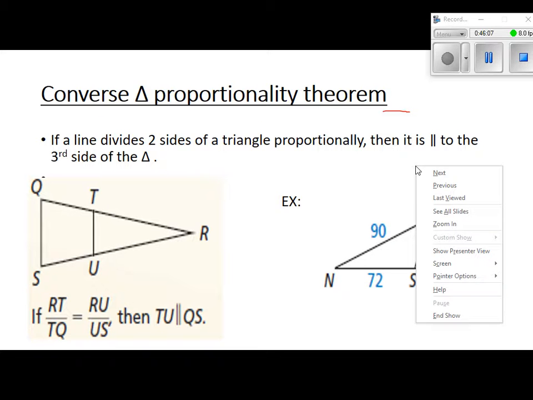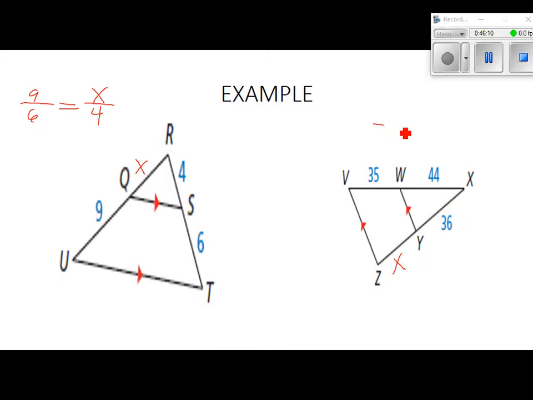If I can get it to go back. Somebody set up this one for me. 35 over X would work. 44 over 36. That's 6. X is 6 over here. Does it make sense for that segment right there to be 6? Yeah.